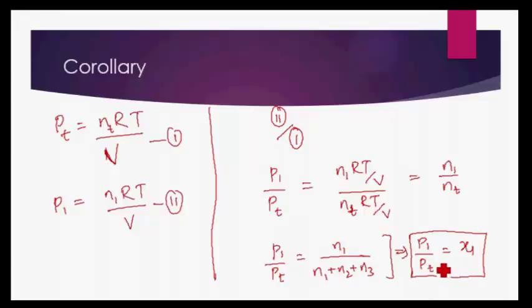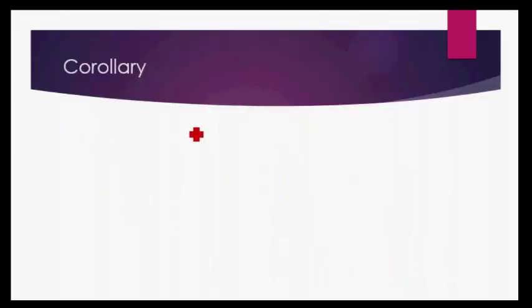If you remember mole fraction, which we studied in mole concept, mole fraction is the ratio of moles of one component to total number of moles inside your container or solution. Here total number of moles is the sum of 3 individual moles, and N1 is the moles of gas 1 only. So N1 by N1 plus N2 plus N3 is the mole fraction of gas 1. So ratio of partial pressure and total pressure is equal to mole fraction. This is a very important relation: P1 is equal to X1 into PT.